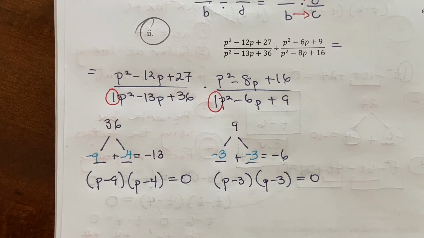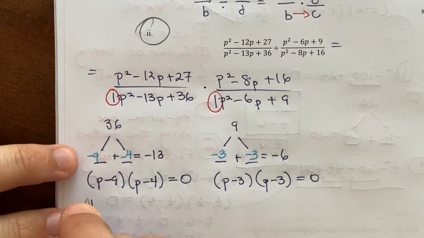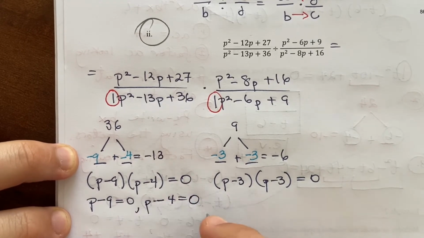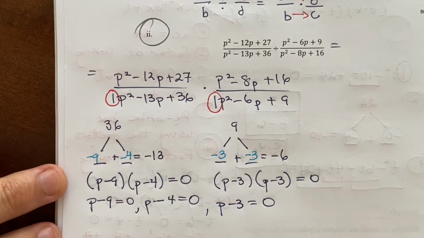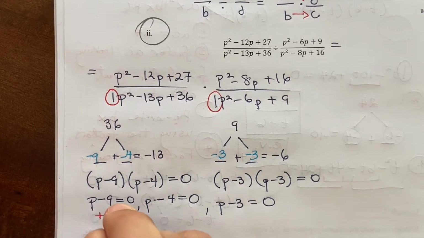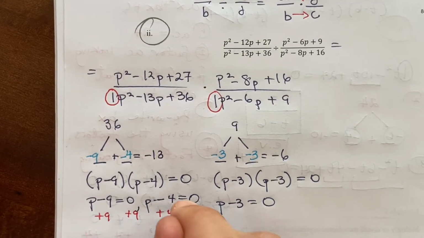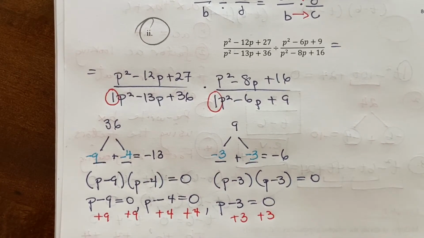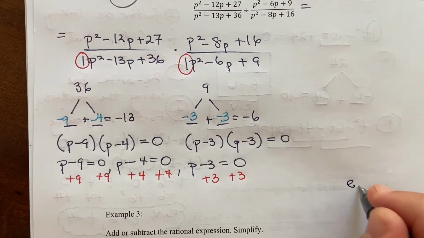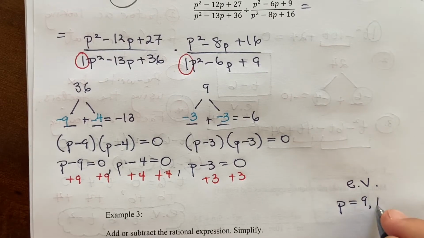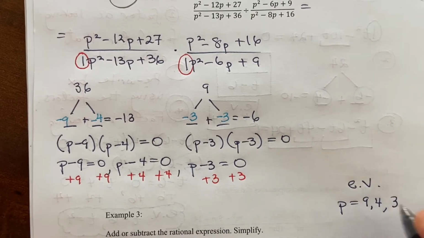Okay, so I'm seeing excluded values coming from p minus 9 equals 0, p minus 4 equals 0, and these are the same term, so it's just one copy of p minus 3 equals 0. So excluded values would be, it looks like 9, 4, and 3. So maybe I'll write that over here. So excluded values would be p equals 9, 4, and 3.